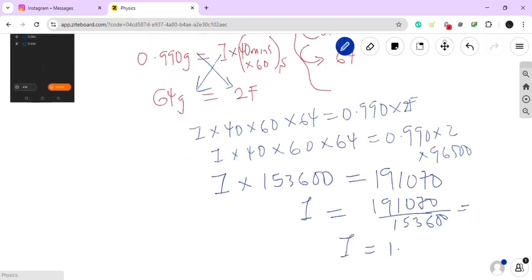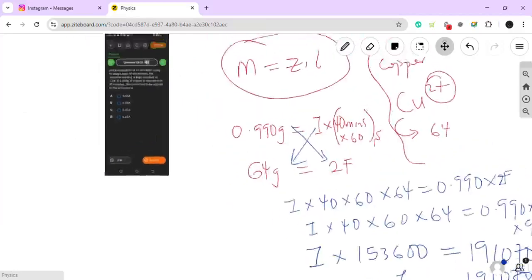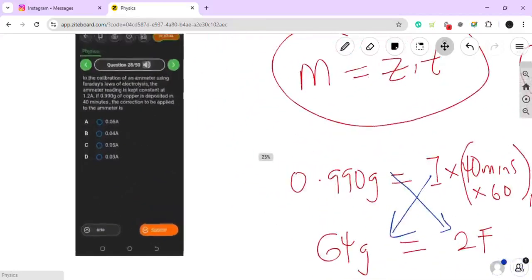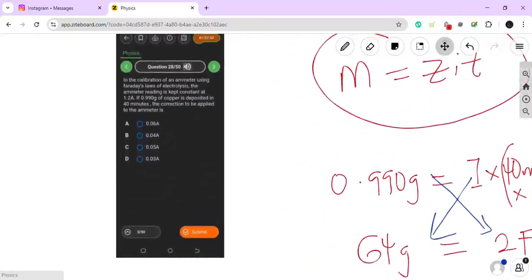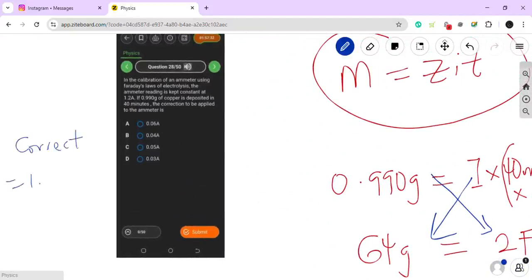I equals 1.244. Let me pick that. 1.244. Now if you look at the question, they gave us 1.2. So meaning we are doing the correction now. It will be the answer that you get as your current, 1.244, minus the main current that they give, 1.2, right? So 1.244 minus 1.2 will give you 0.044. Approximately it will be 0.04.